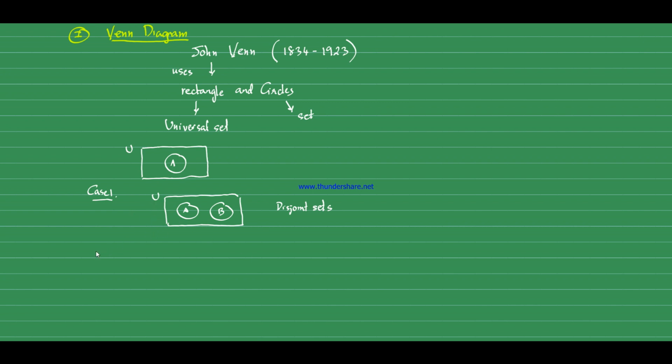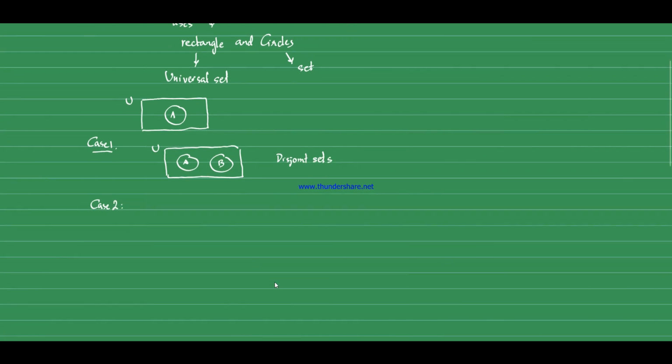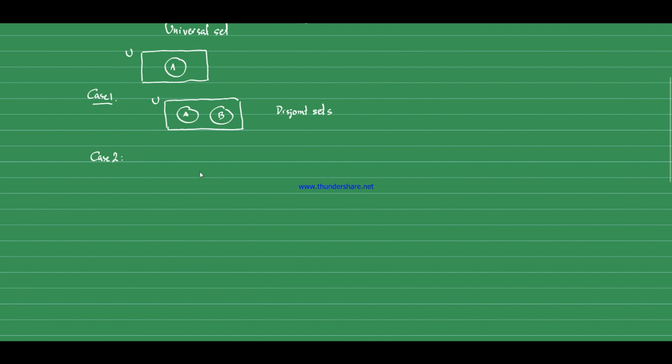Case 2 is when we have a universal set, and in this universal set we have a set A. Set A is this circle, and inside set A we have a set B, this circle over here.